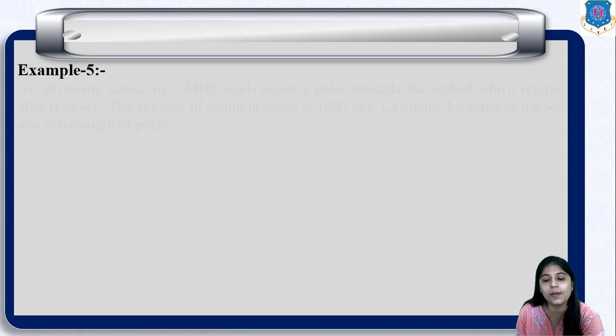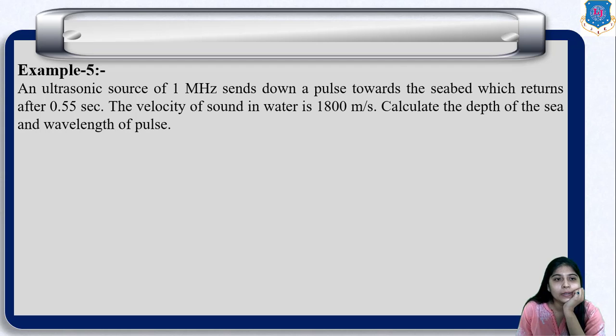Okay, so this example states that an ultrasonic source of 1 megahertz sends down a pulse towards the seabed which returns after 0.55 seconds. The velocity of sound in water is 1800 meter per second, and we need to calculate the depth of the sea and wavelength of the pulse. Okay, fine. So this is an example of sonar, right?